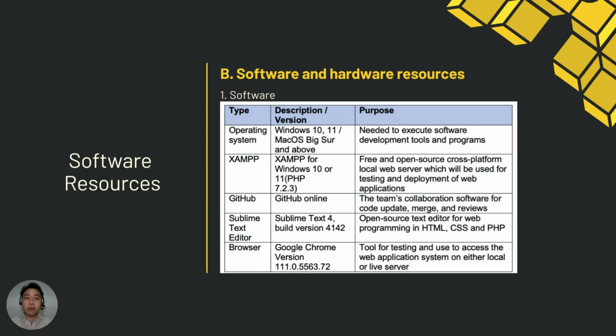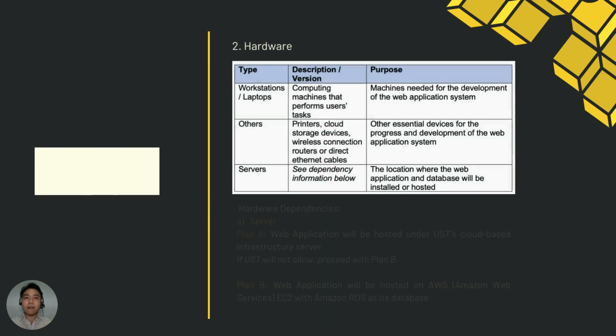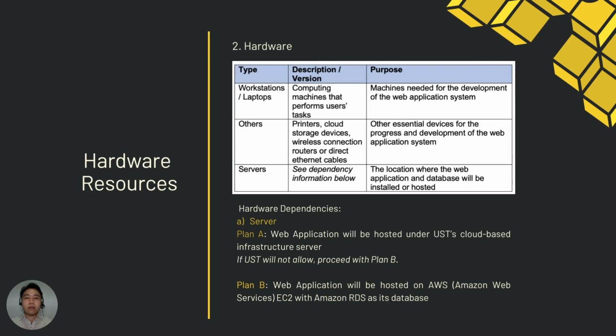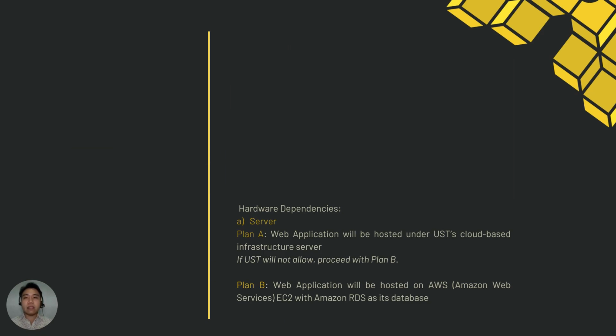Next is the software resources shown in this slide. So we're basically using any type of operating system, GitHub, and a Sublime text editor, and of course a browser for testing. Next is the hardware resources. So I would like to highlight the server hardware dependency. So for the server, if UST will allow, the web application will be hosted under the UST's cloud-based infrastructure server. If not, then the web application will be hosted on AWS EC2 with Amazon RDS as its database.